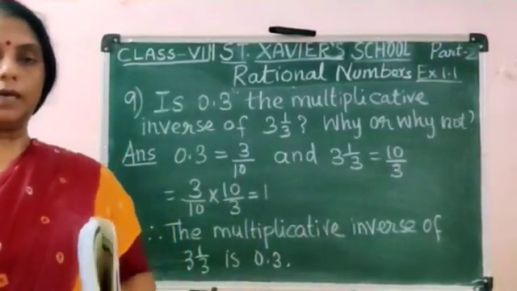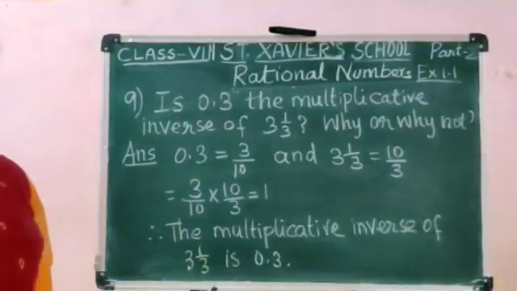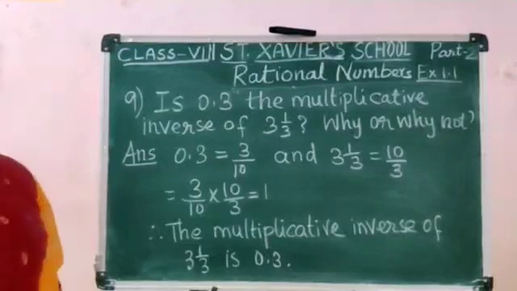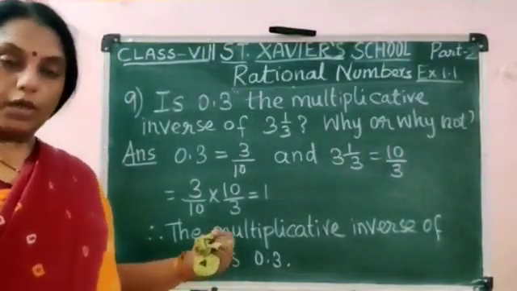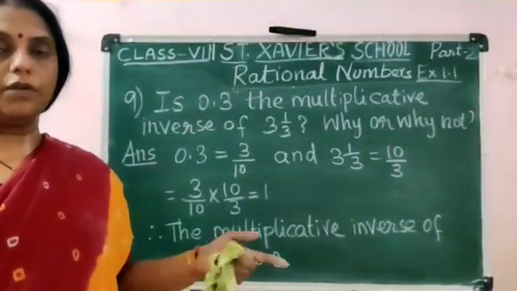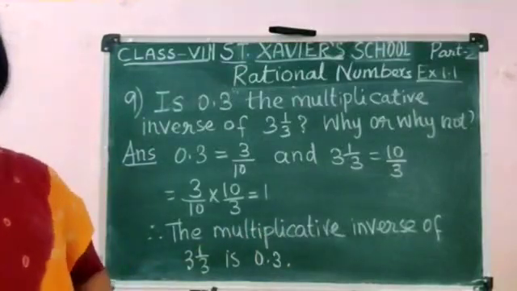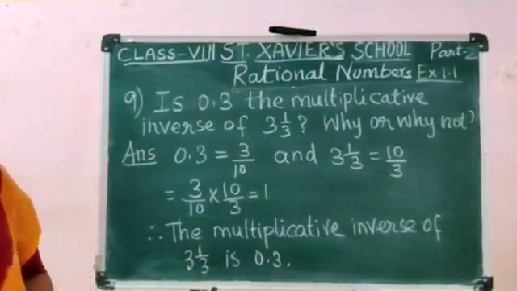Question number 9. Is 0.3 the multiplicative inverse of 3 1 by 3? Why or why not? So the answer is 0.3 equals 3 by 10, and 3 1 by 3 is 10 by 3. So 3 by 10 into 10 by 3, when you simplify you will get the answer 1. Therefore the multiplicative inverse of 3 1 by 3 is 0.3.